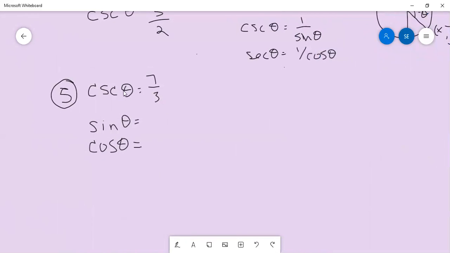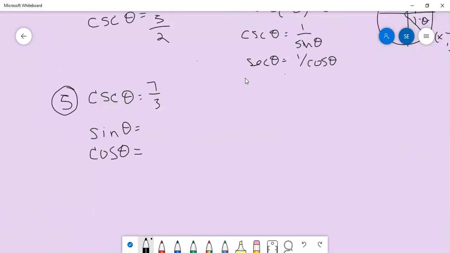Okay? This last one that I think we can squeeze in here: cosecant of theta is equal to 7/3. So again, sine theta is the reciprocal of cosecant theta. So we're just going to take the reciprocal. This is 3/7. And now we have to find cosine theta. And there's two ways we can do this. We can draw a triangle, or we can use our Pythagorean identity.